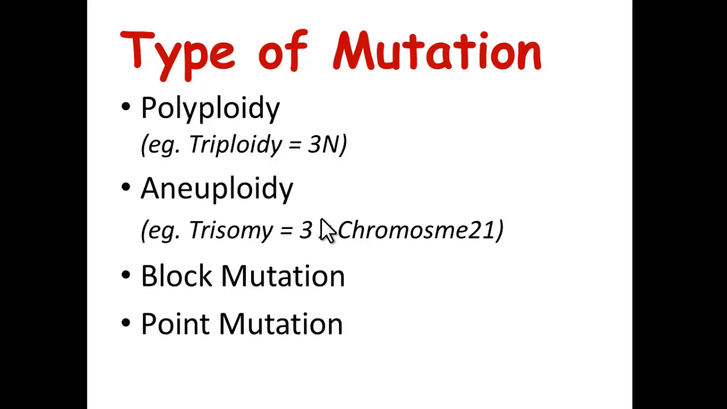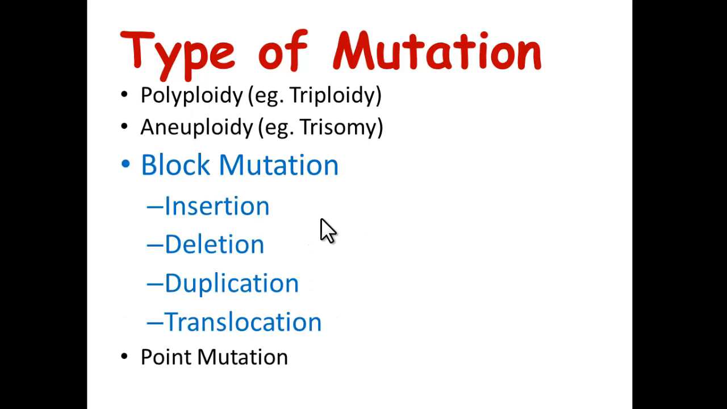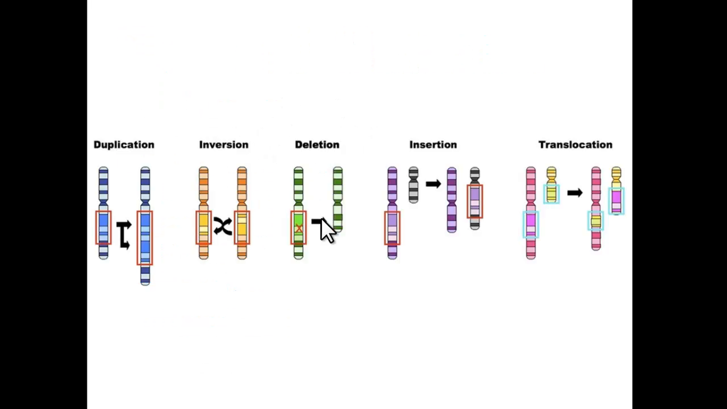And there are various syndromes that are associated with having multiple copies of a particular chromosome. The next two we're going to look at in a bit more detail, which are block mutations and point mutations, which have a few varieties of each. And firstly, a block mutation. A block mutation is really a section of chromosome, a chunk of chromosome, that can be inserted, deleted, duplicated, or translocated. So let's have a look at these.